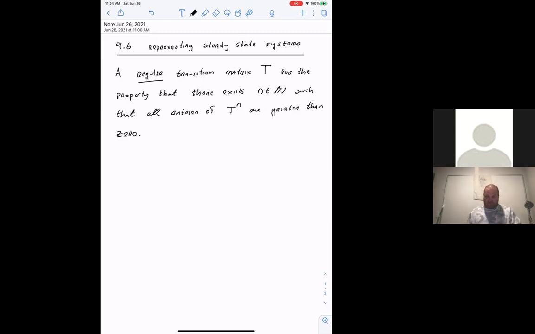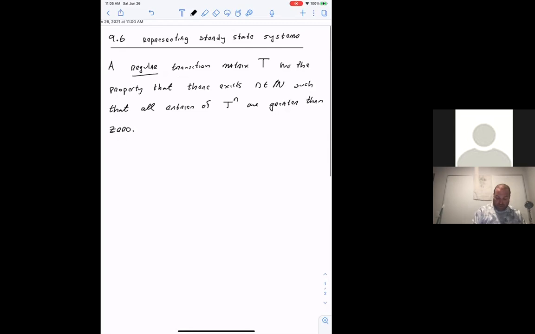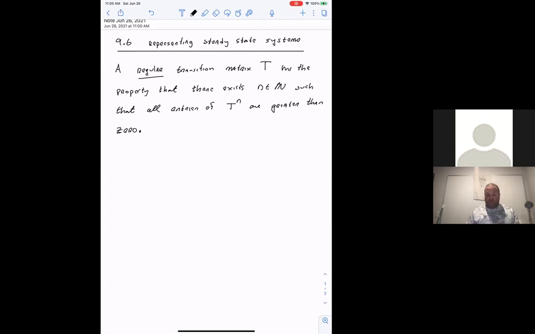A regular transition matrix is one that if you raise T to higher and higher powers, eventually you reach a point. There's some natural number n, whether it's 3 or 12 or 100, but there's some natural number n that eventually T to the n will have non-zero numbers in each case. That, by definition, is called a regular transition matrix.